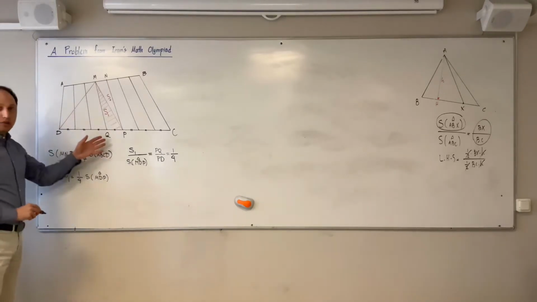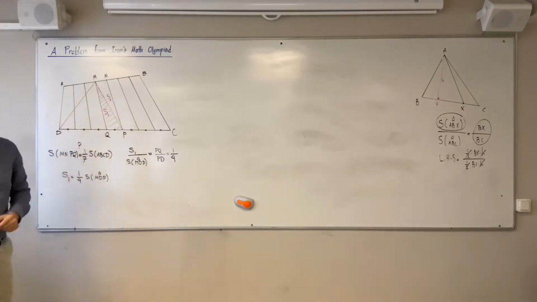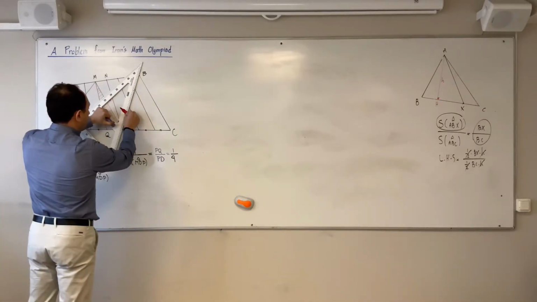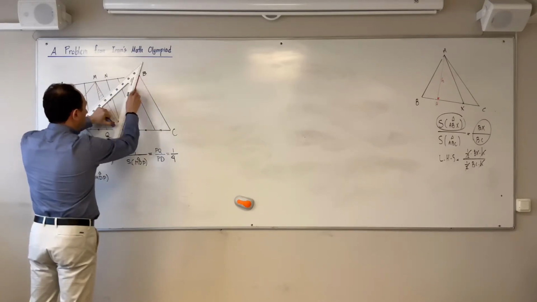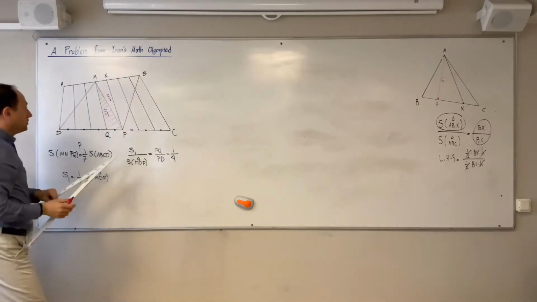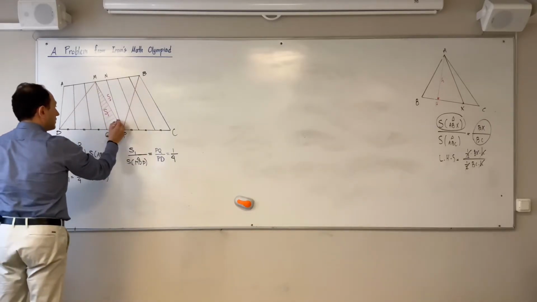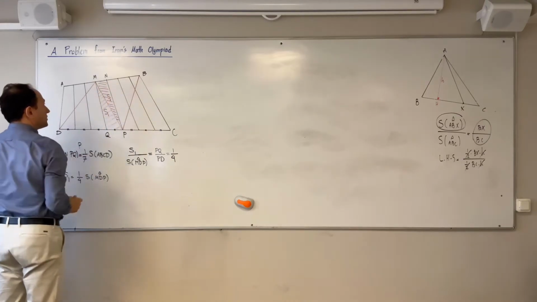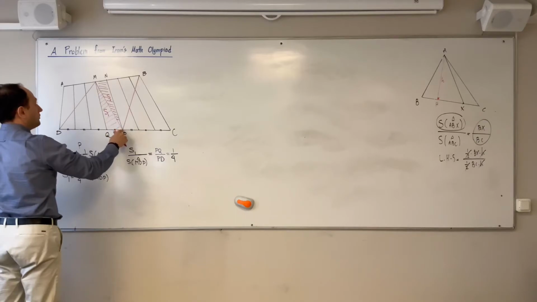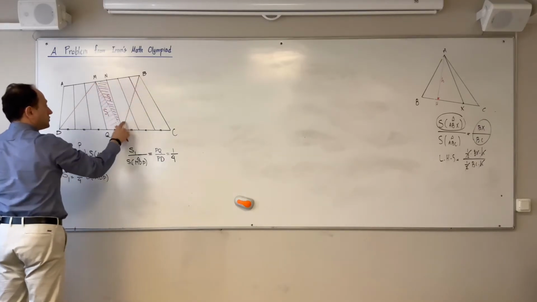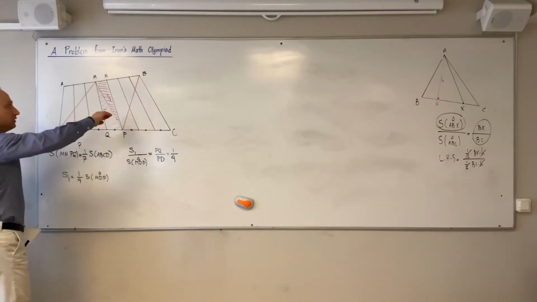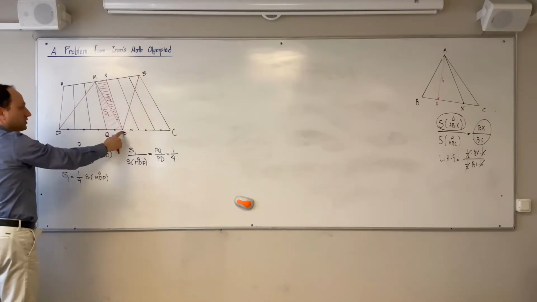I can repeat the argument for S2 by joining P to B. I join these two, and then let us concentrate on this triangle, whose area is S2, and compare it with the area of this triangle PMB. Exactly the same reason. You see that this problem repeats itself, but in an upside down manner. This is the vertex here.